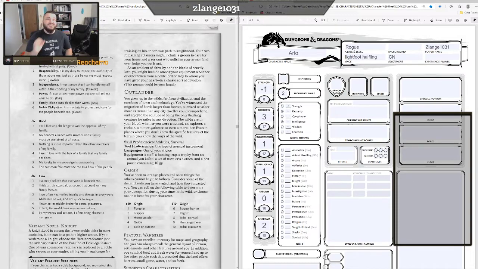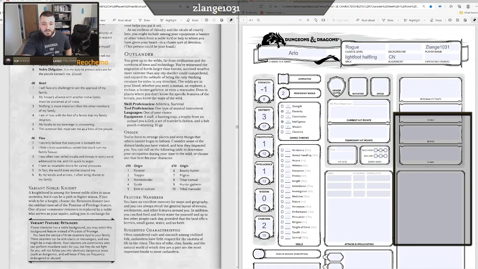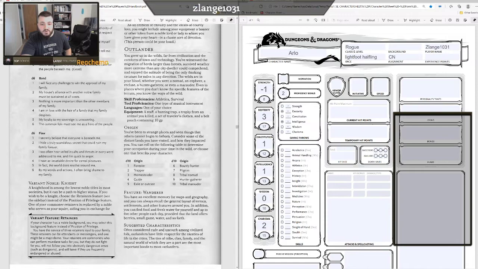Outlander, I think, is great. I love Outlander, especially for your utility classes like the Ranger. I think an Outlander is great for a Ranger. You're proficient with athletics and survival. Rangers love survival. You're proficient with a type of musical instrument. Not as important, but pretty good. Language of your choice. Equipment.